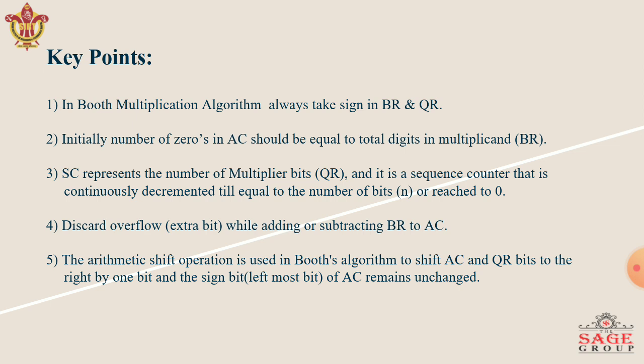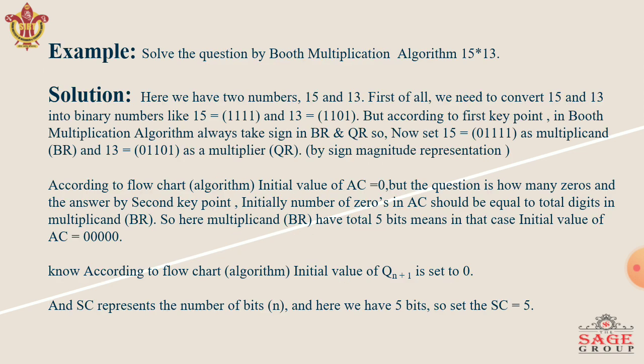Number 4: discard overflow or extra bits while adding or subtracting operation is performed to AC. The next point: the arithmetic shift operation is used in Booth algorithm to shift AC and QR bits to the right by 1 bit, and the sign bit, that is the leftmost bit of AC, remains unchanged. Those are some key points.